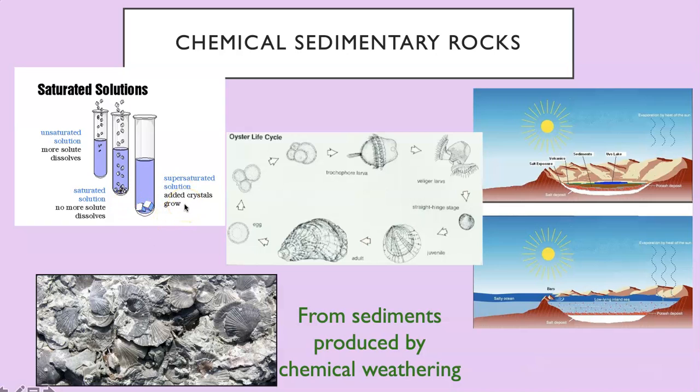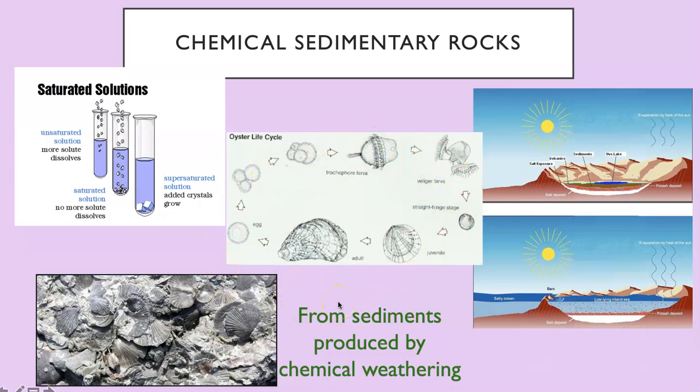That would be a supersaturated solution. So if the ocean water is supersaturated, it cannot hold more of that dissolved material, and it might actually grow. And this is one way that limestone forms. Here's another shot of some limestone and some limestone shells. So organisms make limestone. This is showing a little cartoon of an oyster's life.